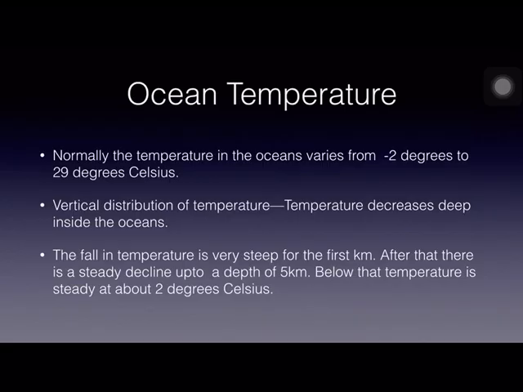Now, ocean temperature. When compared to land, the temperature in oceans does not show much variation. On land, we can see many variations. In one place, there is the highest temperature and the lowest temperature. Many variations are there on the land surface. But in the oceans, there are not many variations in temperature.